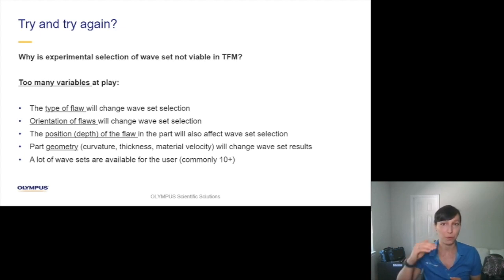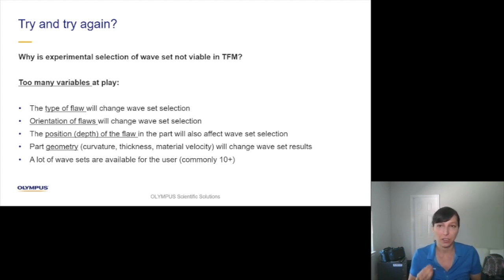And so just for part geometry, for example, if we have a curvature, the sound will not bounce in the same way. So that same root crack that we use 3T for, and we're so used to using 3T for that root crack, well, when it's a curved component, it's very likely that it's not going to be the proper waveset for that same root crack. So we need to be very careful in assuming which waveset is the proper one.